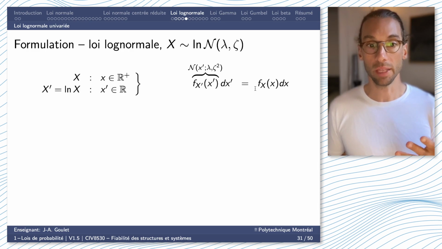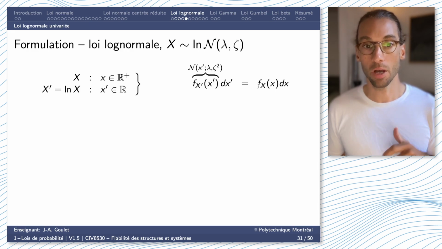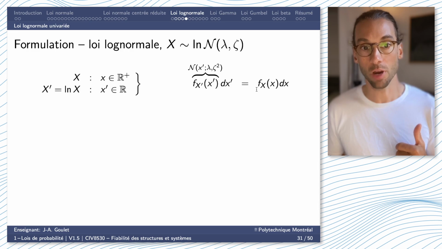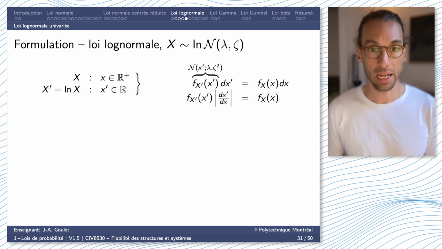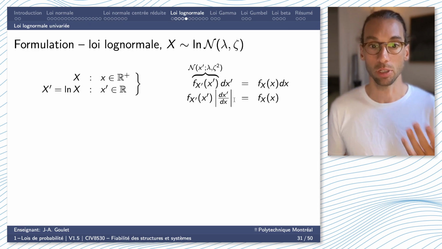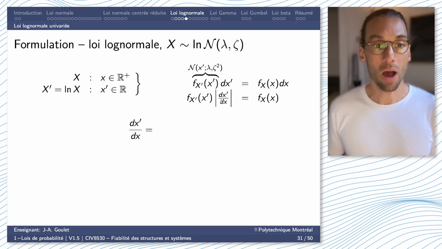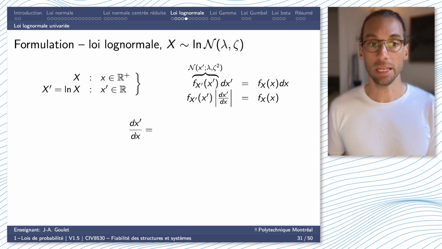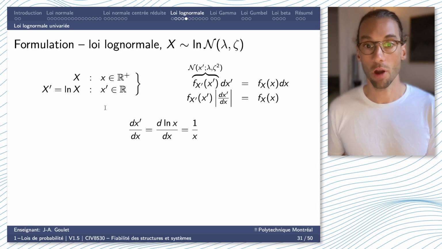So I know from this that f of x prime dx prime must be equal to f of x dx. I know this is Gaussian. I'm looking for what is going to be the analytical expression for that PDF. So I'm going to send a dx on the left-hand side, and I must take it in absolute value. And now I need to find what is dx prime over dx. So dx prime over dx is simply going to be 1 over x.